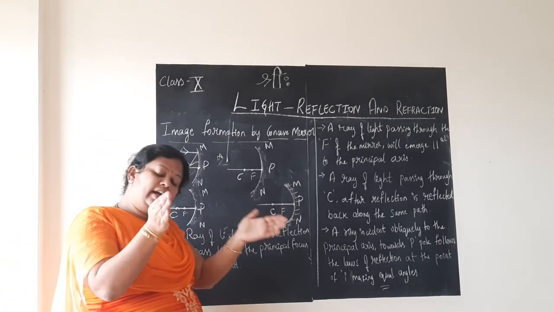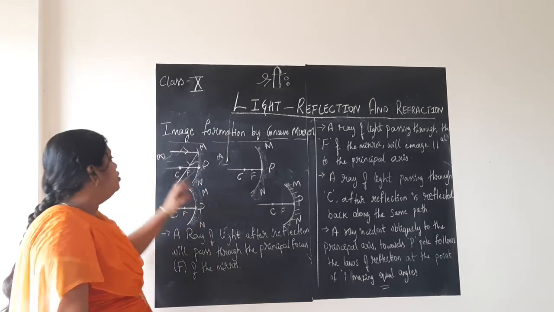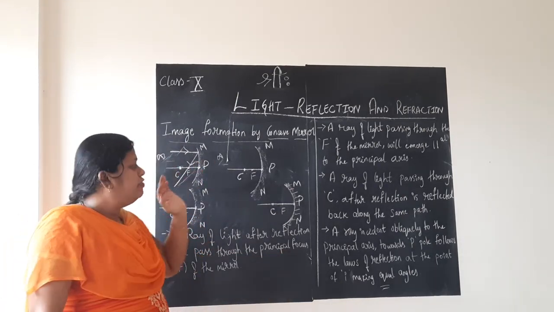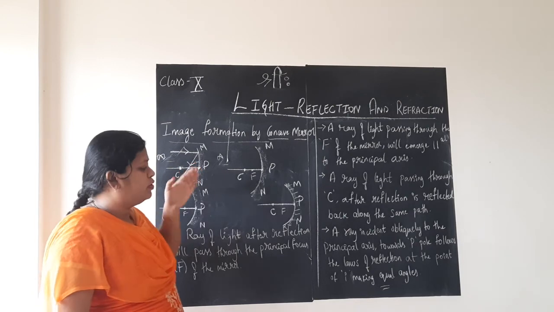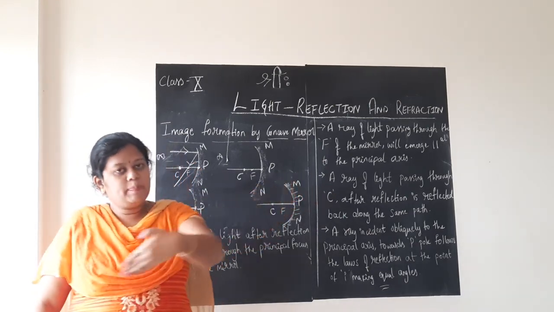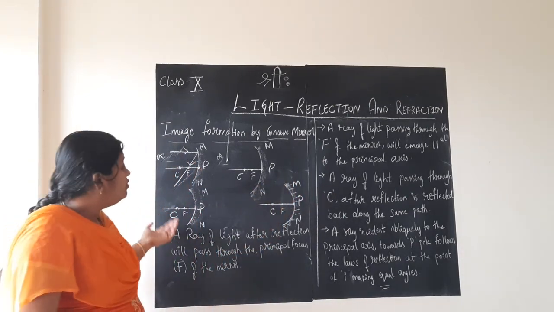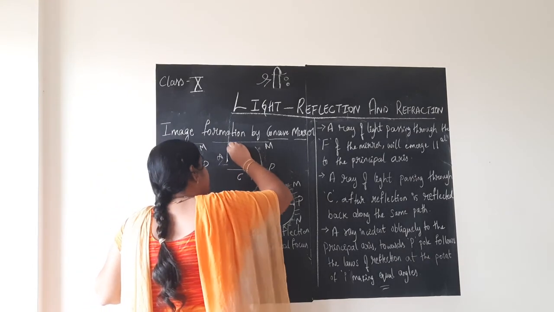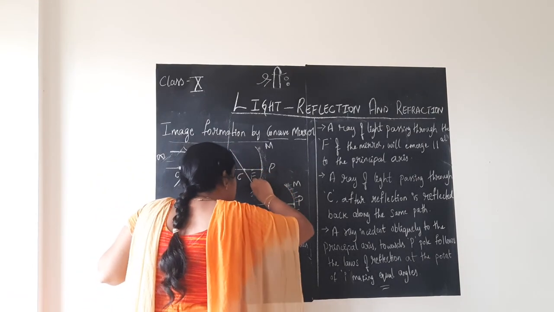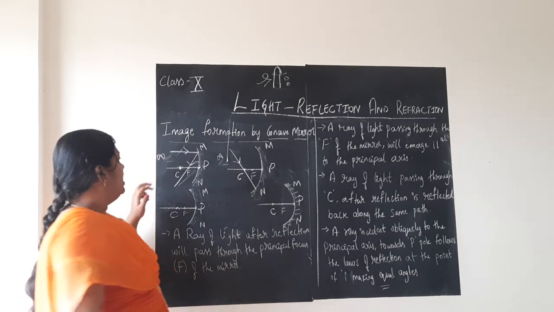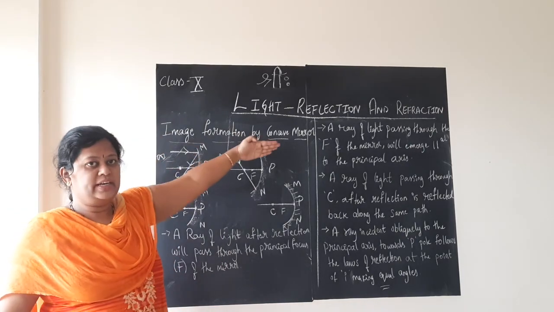A collection of rays of light forms the beam of light. If one of the rays passes parallel to the principal axis, it will pass through the principal focus. But if one of the rays passes through the principal focus, it is not like it always has to go straight and hit the mirror.